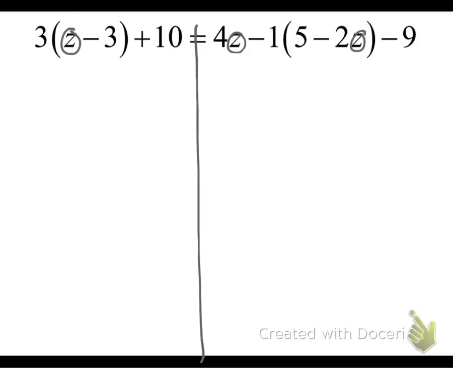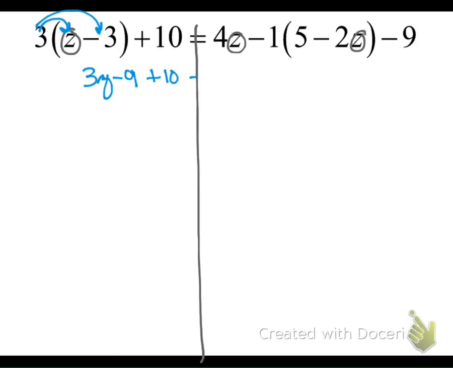Okay, what do I do first on my left side? Distribute. What? 3. Okay. So what do I get? I'm going to make my Z's cursive, and then 3 times what, which is minus 9. Then bring down my 10z.